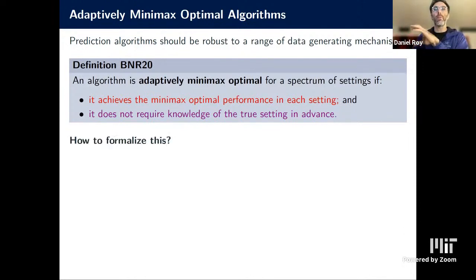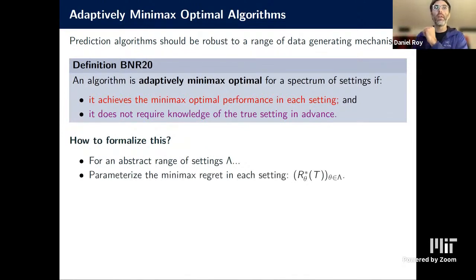And so, to formalize this, we have some range of abstract settings, lambda. Think of this lambda as specifying some properties of that constraint set, and then, given the particular setting in that constraint set, say some particular setting theta is actually happening, there is going to be some minimax regret for that setting.